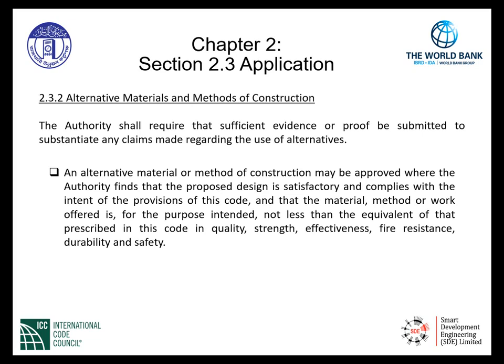So as you can see here, given that we do have the alternative materials and methods of construction section, the main part of this requirement is that the quality of materials, perhaps, the strength of materials, the effectiveness, even fire resistance rating, along with durability and safety, is a key requirement that must be analyzed and proven to the authority. Once the authority has that data, then the authority can approve alternative materials and methods of construction.